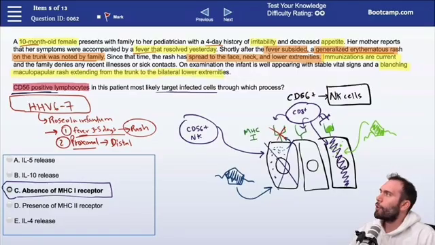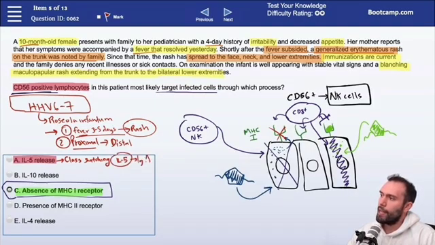Now, let's quickly walk through the other options here. We already said absence of MHC1 receptor is the correct answer. Interleukin-5 release: remember the big thing about interleukin-5 is that it assists with class switching. When we have our CD40 ligand binding, the interleukin-5 cytokine can stimulate the B cell to become a plasma factory that then produces IgA antibodies. Interleukin-4 release, on the other hand, does the same thing, but it more so promotes IgG and IgE class switching antibodies.